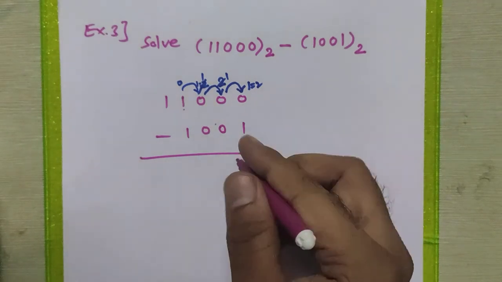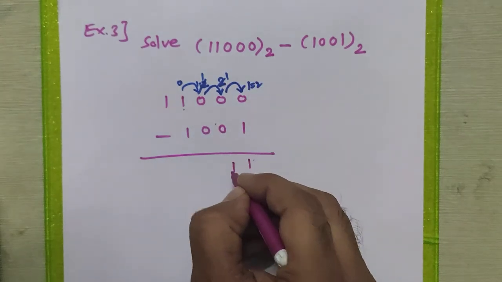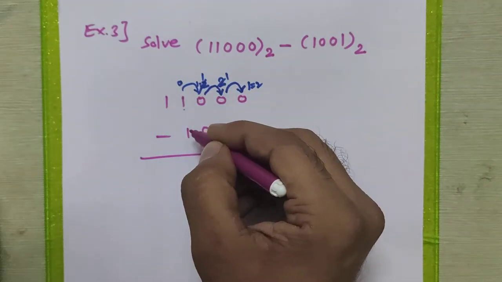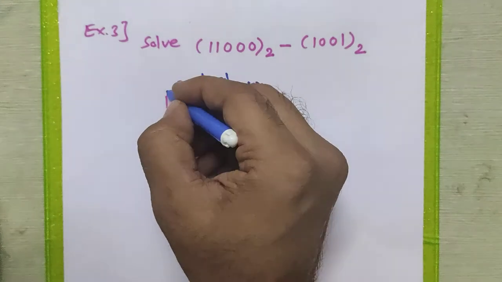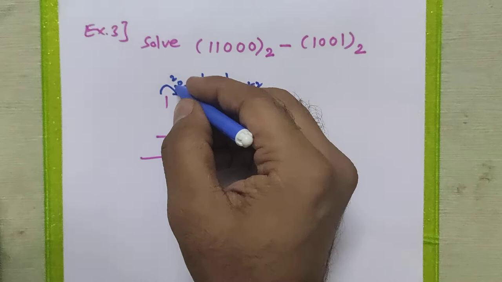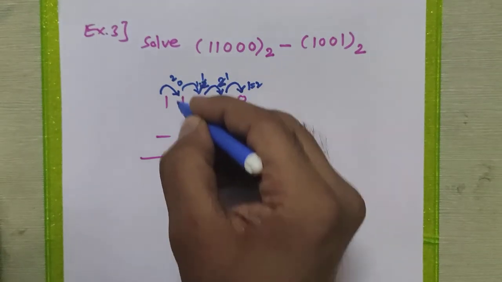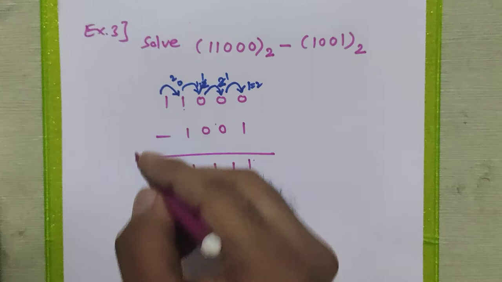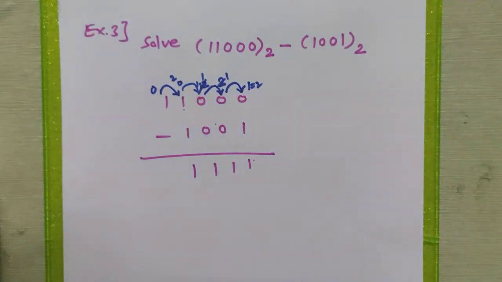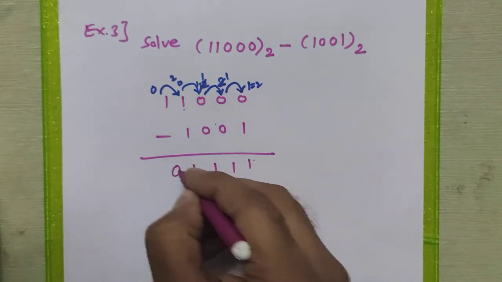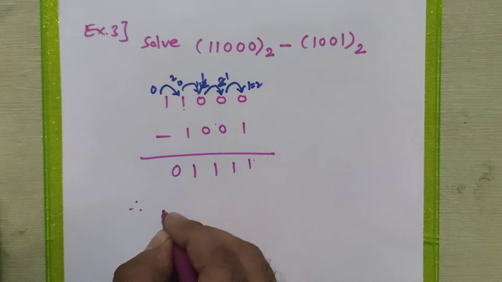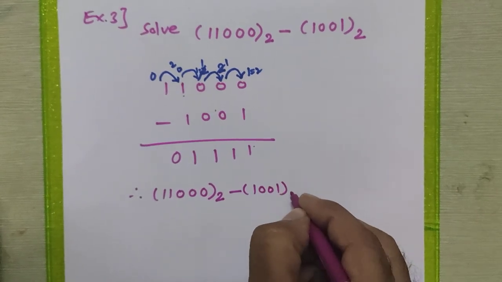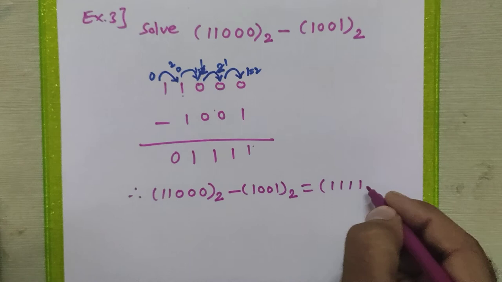2 minus 1 is 1. This 1 minus 0 is 1. This 1 minus 0 is 1. Now if you see here, it is 0. This 0 minus 1 is not possible. We have to take a borrow from this place. So this borrow equals 2. 2 minus 1 is 1. So we put 1 here and we have taken a borrow from here to here. It means there is nothing here. So this becomes 0. So this is the answer. Therefore 11000 in binary minus 1001 in binary is equal to 1111 in binary.